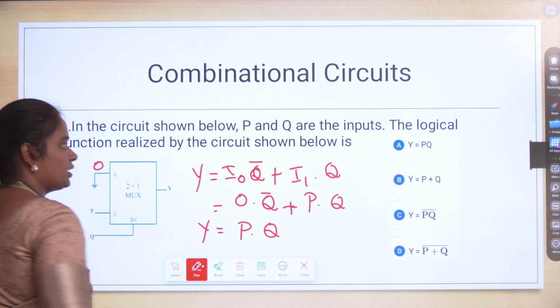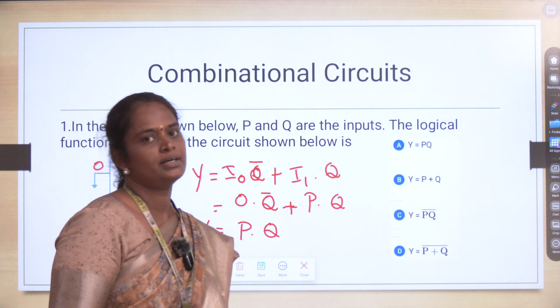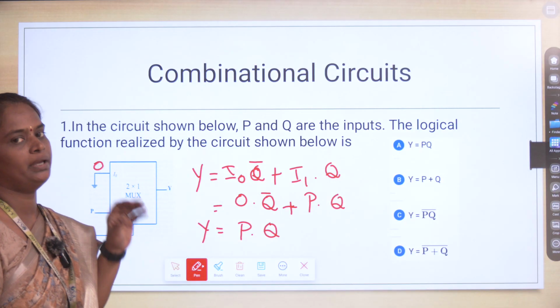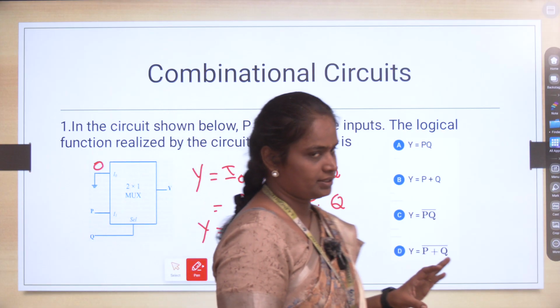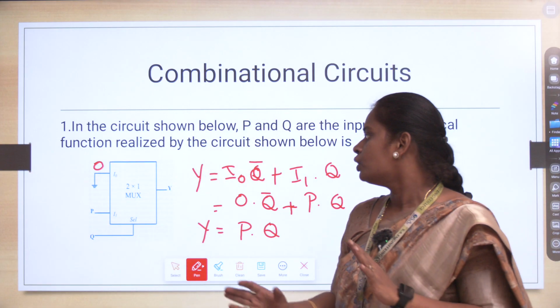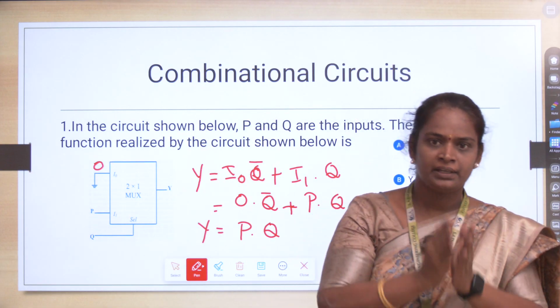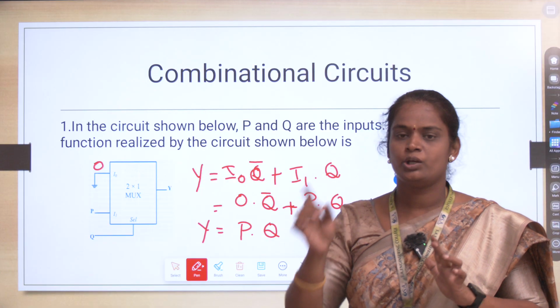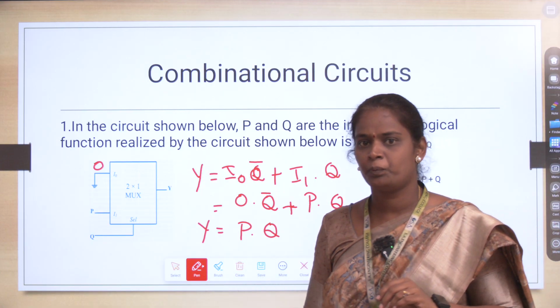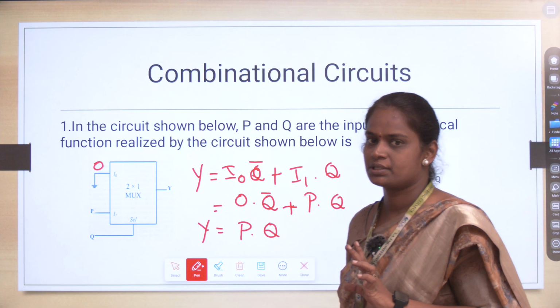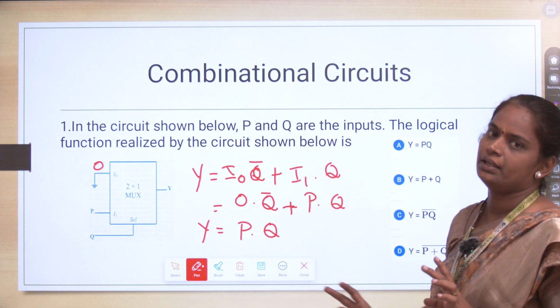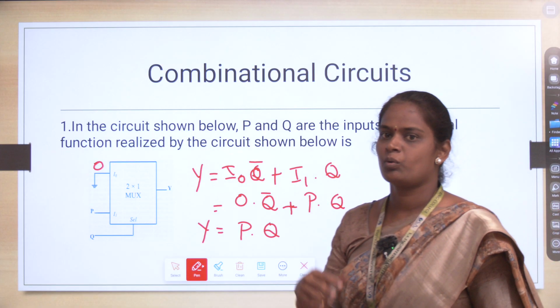So this is the correct answer. So option A is the correct answer. Y is equal to P into Q is the correct answer. So a multiplexer is nothing but it has multiple inputs, only one output. Any one of your inputs is connected with the output, depending upon the selection line given. So the answer for this question is Y is equal to P into Q. Okay, now we will move on to the next question.